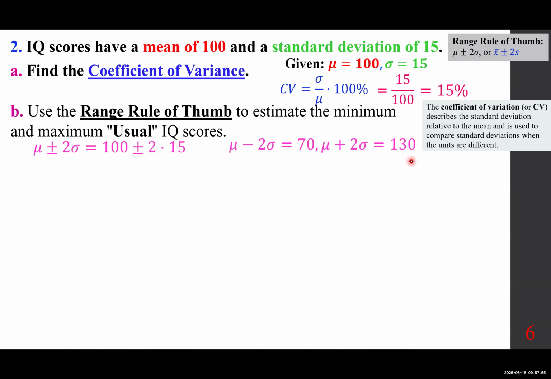That is known as the range rule of thumb. What it really means is that if you start from the mean and you go 2 standard deviations to the right and 2 standard deviations to the left, that's the range rule of thumb, because it covers most everything, about 95% of the data.